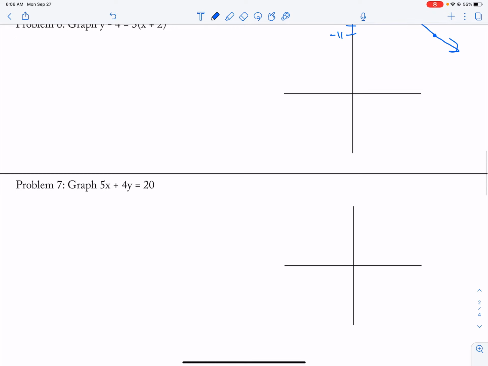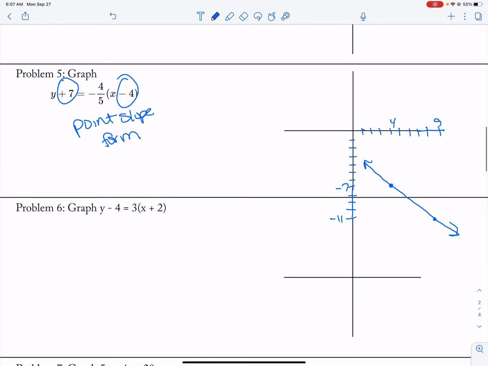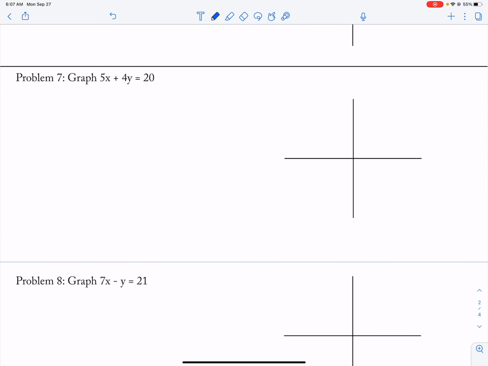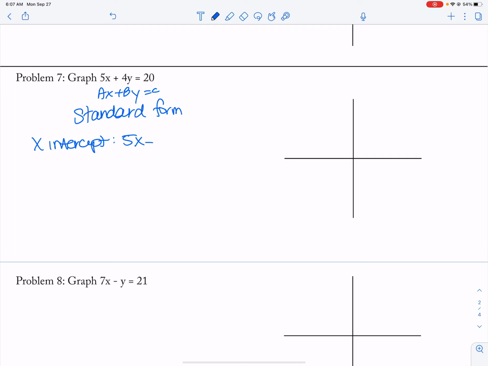Okay. Now, when you're in standard form, remember, so this was in point-slope form. This is in standard form because I have ax plus by is equal to c. And the way we find our points to graph is we find x-intercepts and y-intercepts. So x-intercept, so 5x plus 4 times 0. So remember, we plug in y equals 0 into my equation. So 5x is equal to 20. So divide both sides by 5, and I get x is equal to 4. So I plot 4 on my x-axis.